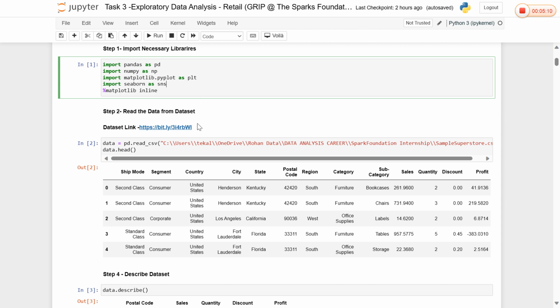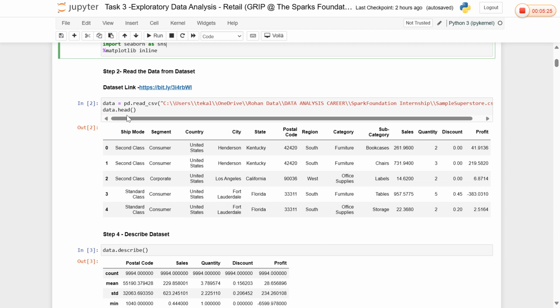The next step is to read the data. I have provided the dataset link here. The whole project is also included in my GitHub repository, where I have provided a link in the description below. Now let's see how we read the data. To read the data, we have used some code here.